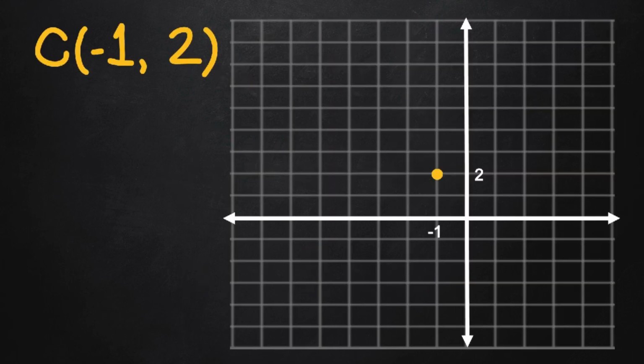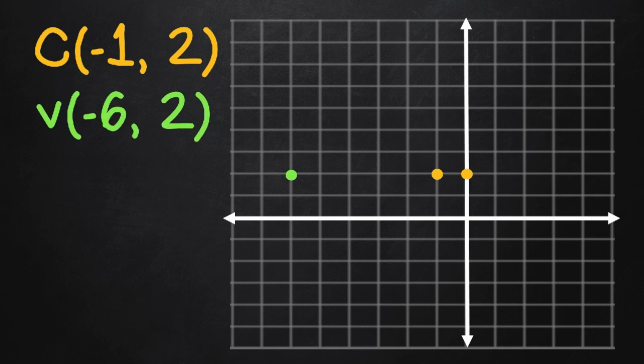Now plot the vertices. So there will be 5 units. 1, 2, 3, 4, 5. The first vertex is negative 6, 2. Another one, 1, 2, 3, 4, 5. The second vertex will be 4, 2.